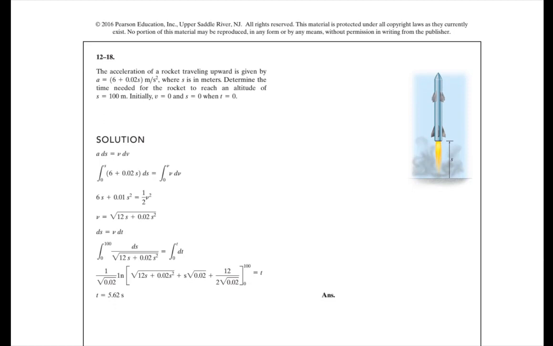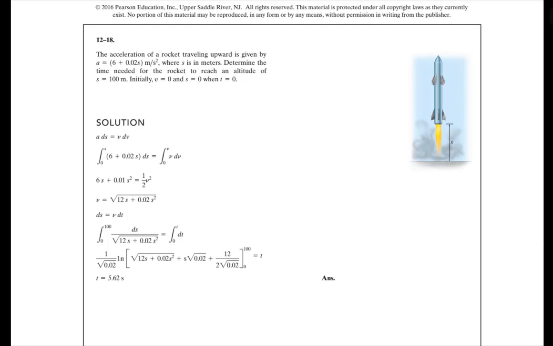Here's a homework problem that I'd like you to work on, and you can see how they did this. This is the textbook solution, where acceleration is a function of position. What we're looking for is to determine the time needed for a rocket to reach 100 meters. So we would start with a ds equals v dv. Since acceleration is a function of s, we can find an expression for velocity as a function of position. Once I find velocity as a function of position, then I can go to v equals ds/dt and plug it in to find the time.